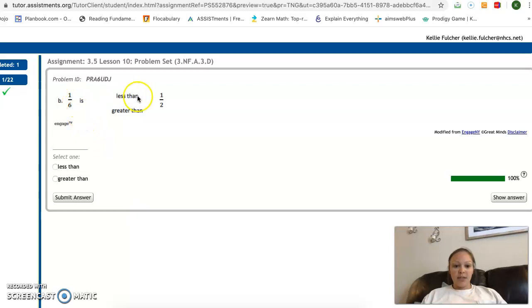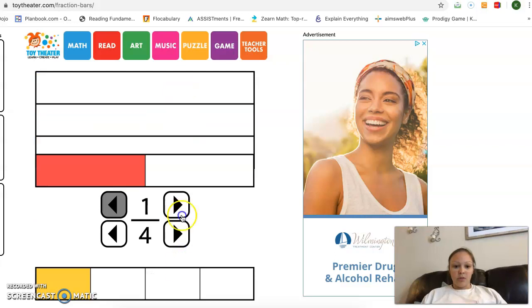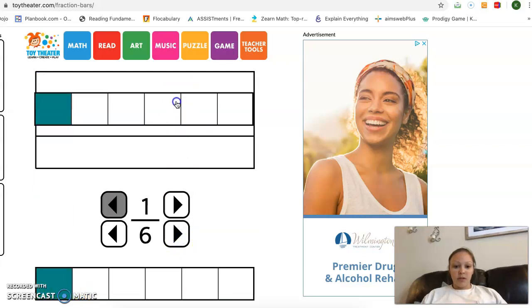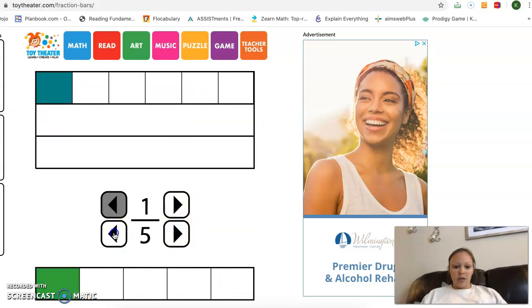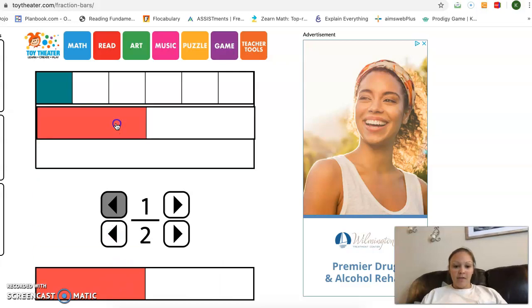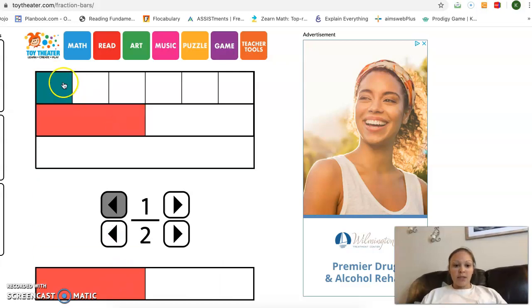Here it says 1/6 is less than or greater than 1/2. So I'm going to put 1/6 and 1/2, and we can see that 1/6 is less than 1/2.